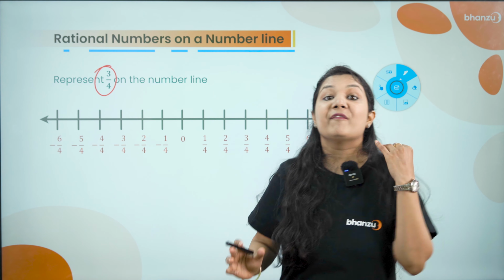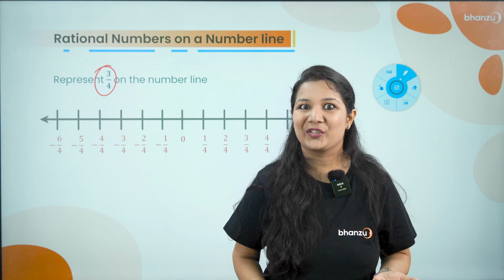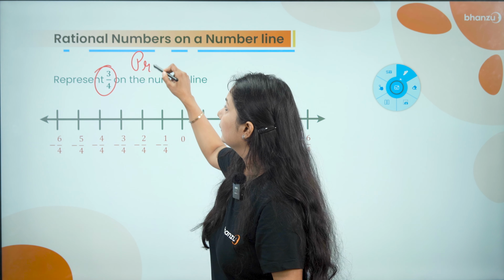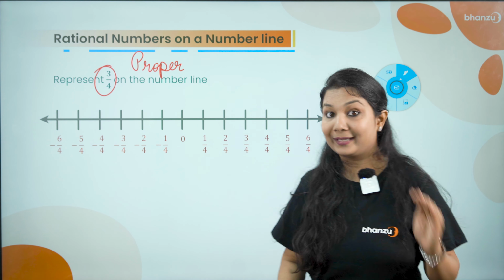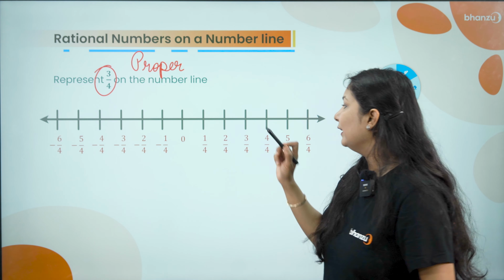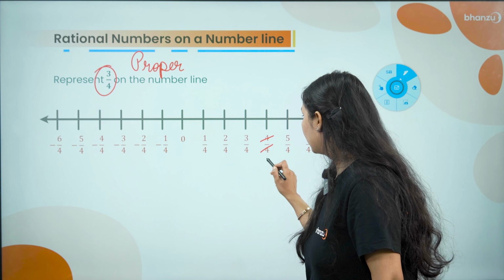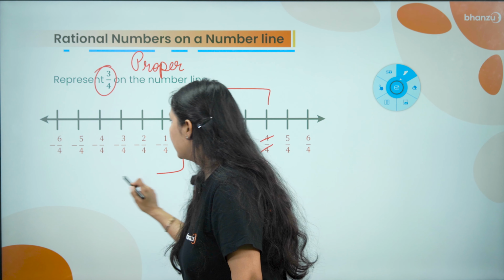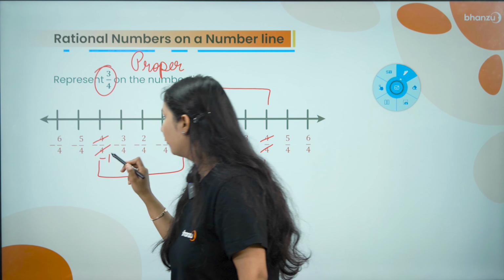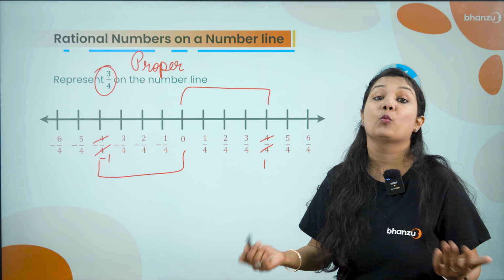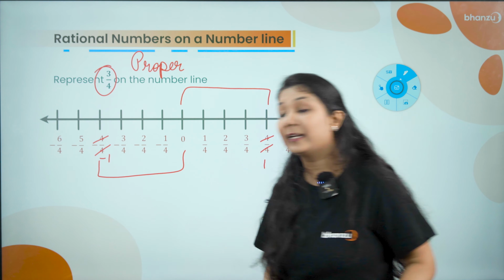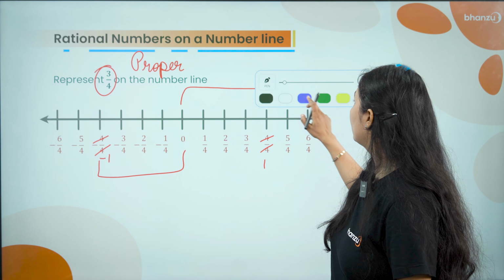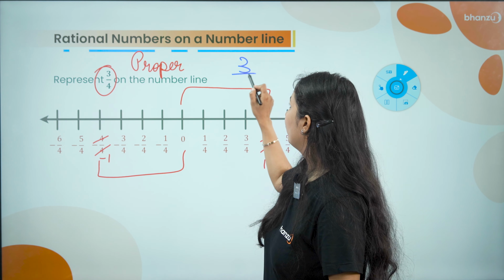First of all, you should know whether it's a proper fraction or an improper fraction. Since the denominator is greater than the numerator, it's a proper fraction, right? And whenever it's a proper fraction, it will lie between 0 to 1 if it's a positive one, or 0 to minus 1 if it's a negative one. So what is actually 4 by 4? It's 1 only. What is minus 4 by 4? It's minus 1. So in this particular case, it will lie between 0 to 1 because it's a positive one.